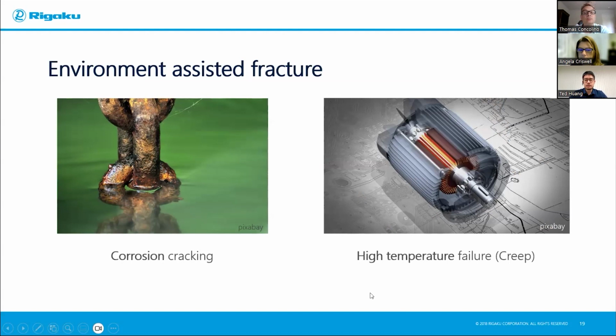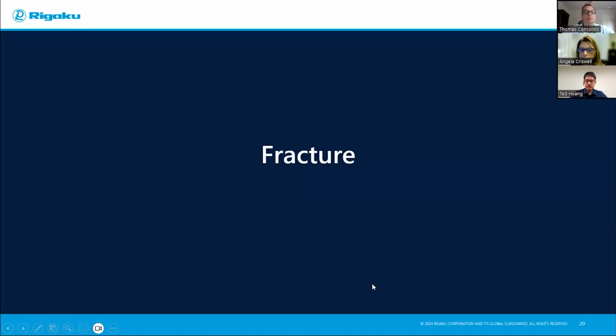So these are high temperature failures, or more specifically, we call them creep. Now, these are different types of fractures, but all of them actually happen through specific steps. So we want to know how fracture happens.